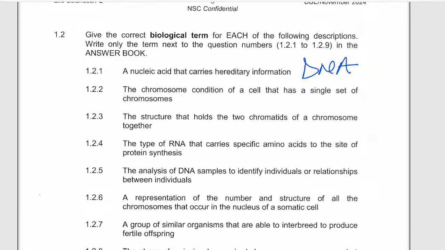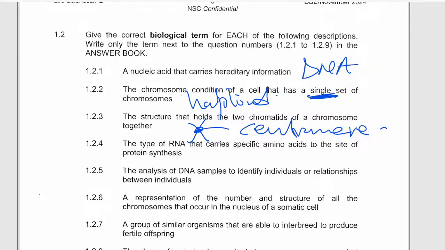Let's continue. Chromosome condition of the cell that has a single set of chromosomes. We call them haploid, because a single set means half the chromosome number. Therefore, it becomes haploid. Then they're saying the structure that holds the two chromatids of chromosomes together. They're looking for that central part, which is the centromere.